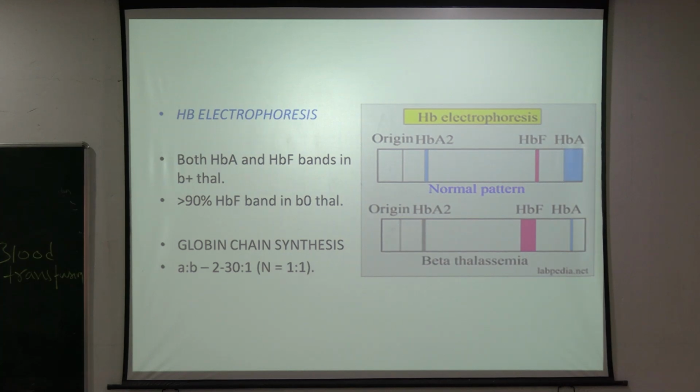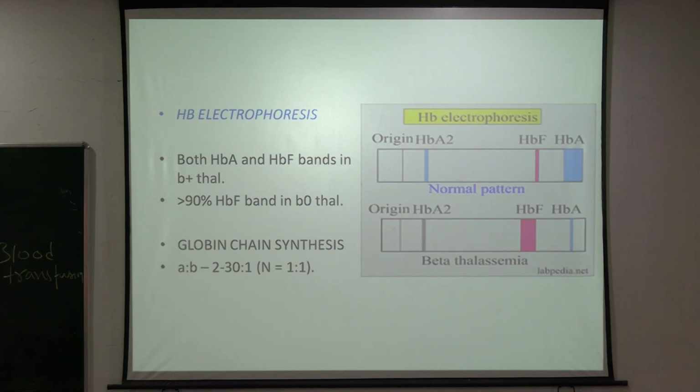Hemoglobin electrophoresis, this is important. In the normal pattern there is increased HbA, whereas in beta-thalassemia, HbA is reduced. In beta-thalassemia, HbA will be reduced. HbF will increase. Right? Isn't it easy? So just look at this picture. In normal hemoglobin, HbA is normal, whereas in beta-thalassemia, HbA is reduced.